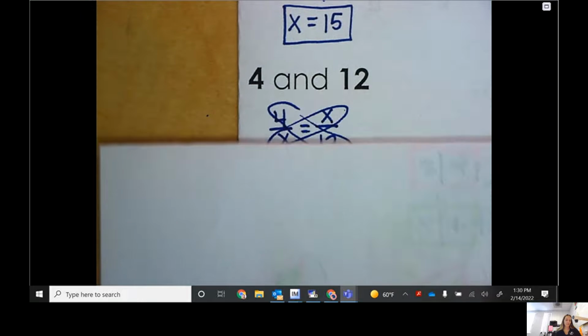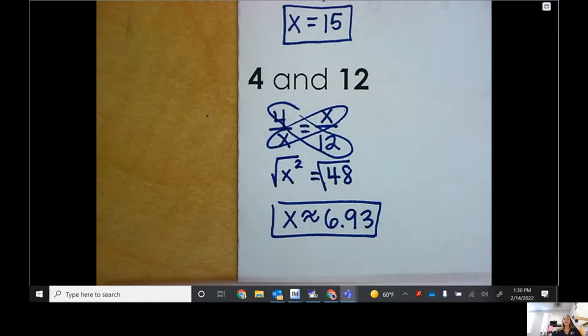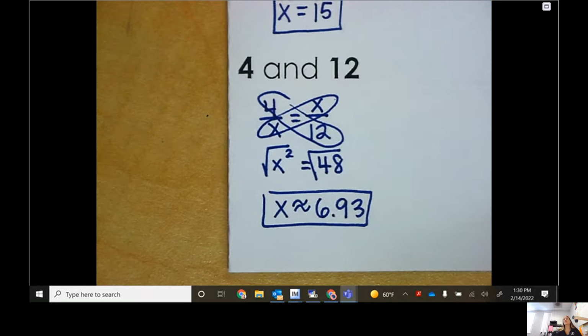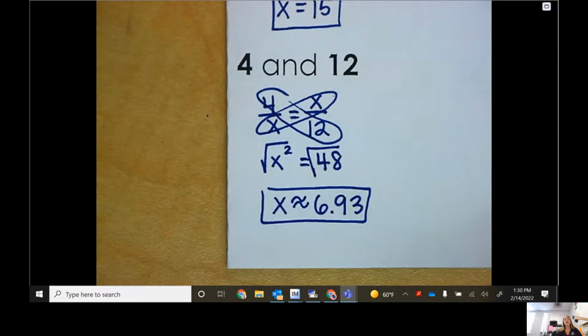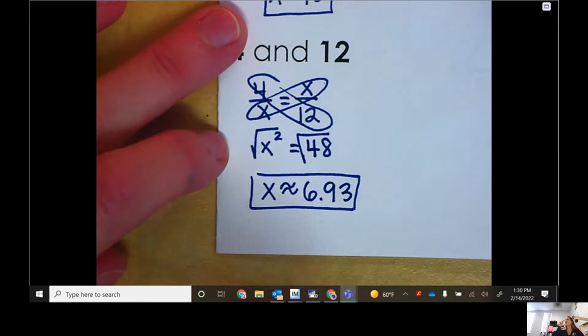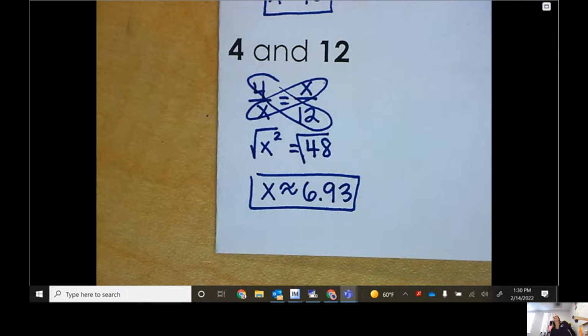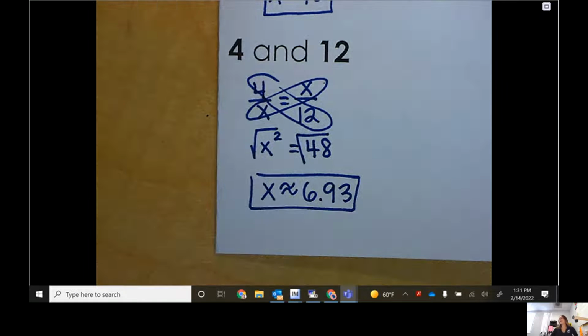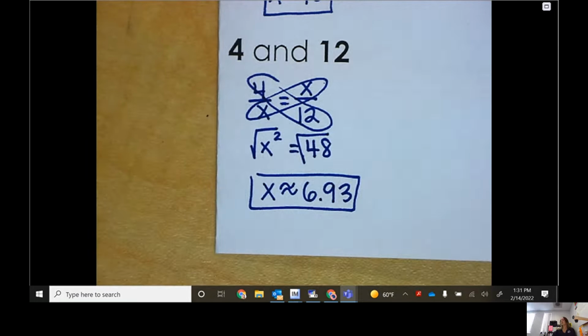What'd you get? 6.93. Good. Now maybe you rounded it to just 6.9. That's fine. That's cool. But what you do need to do is, because you rounded and it's not an exact answer, we've got the approximate symbol here, which is like the 2 squiggly lines. You don't want to put an equal sign because that means that it's exactly that answer. Because we rounded, we want to put approximately. So anytime you round, I am going to ask that you put the approximate sign to show that it's not an exact number. So about 6.93, or if you put 6.9, that's cool too.